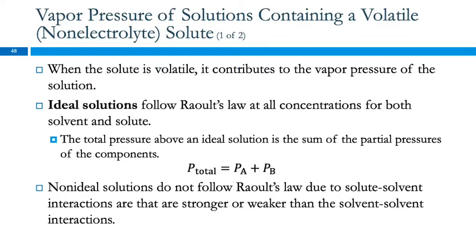What if your solute is volatile? Volatile means evaporates easily. Up to now, we've talked about things like sodium chloride. Sodium chloride doesn't evaporate, right? It's just going to stay in the beaker. But what if I've got two liquids, say, and one of them, or both of them, are going to evaporate?